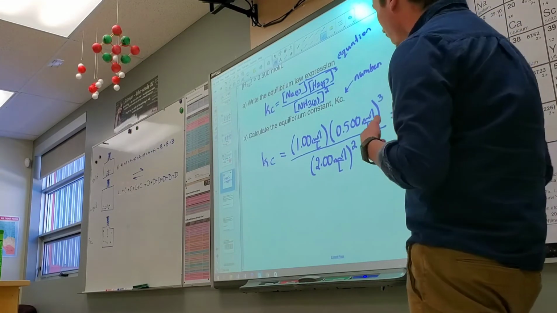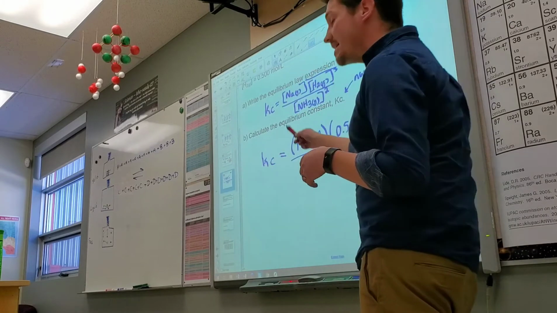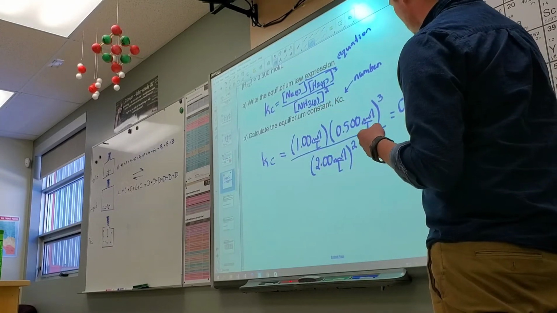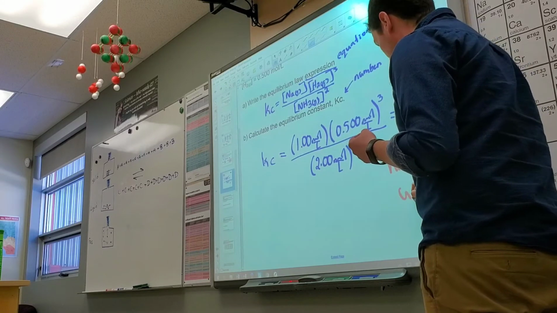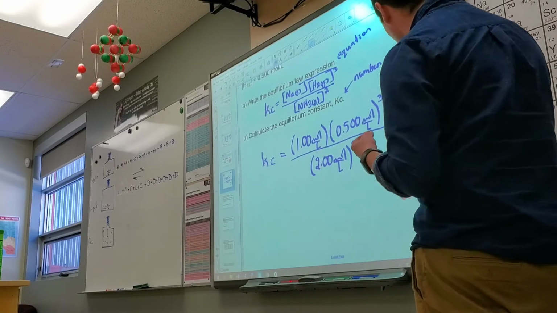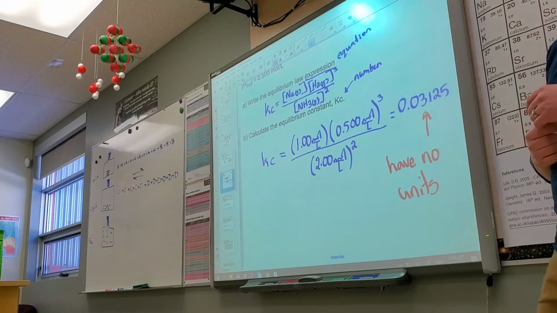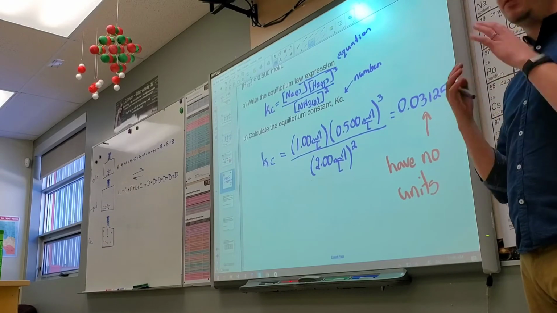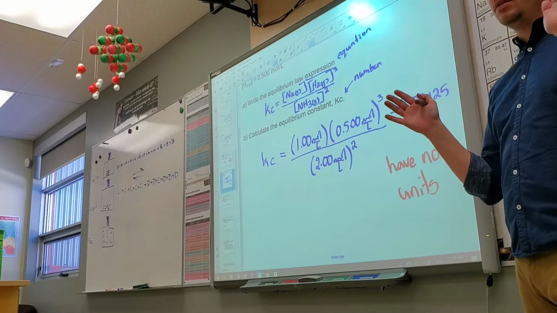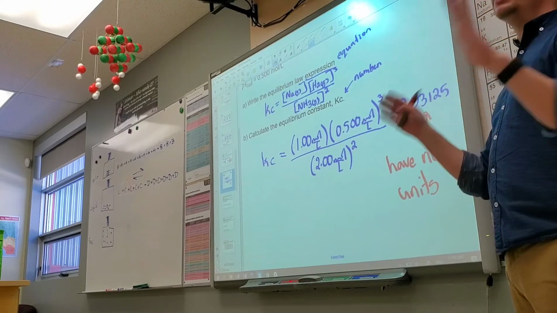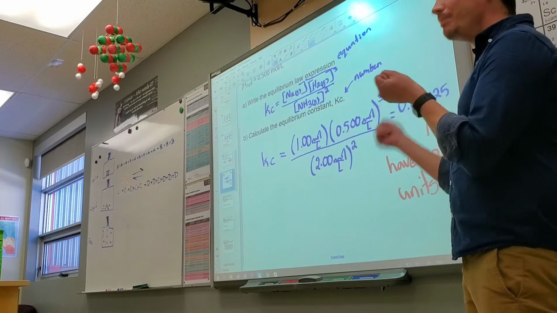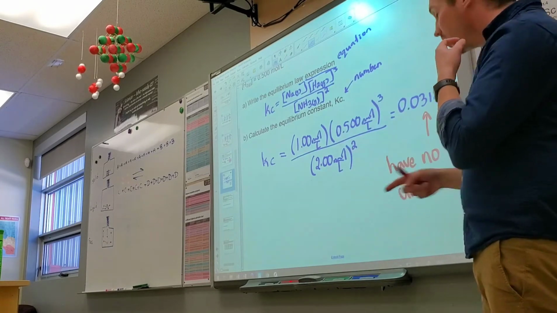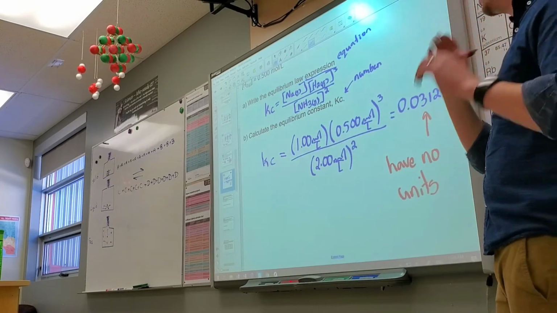0.03125. Now I want to make it very clear, Kc values are like pHs. We define them to have no units. A Kc value will never have units. I know you could make a set of units out of this, but it's a constant that has no units.